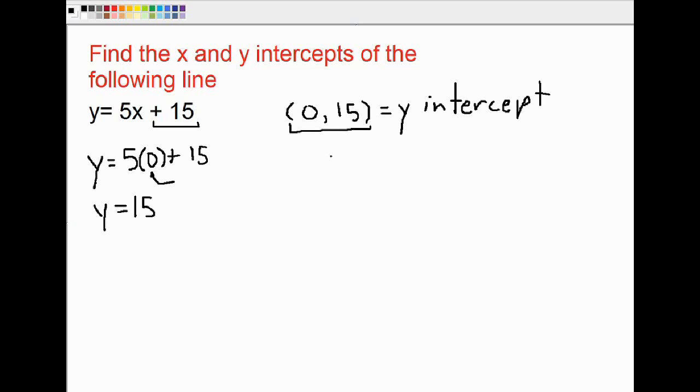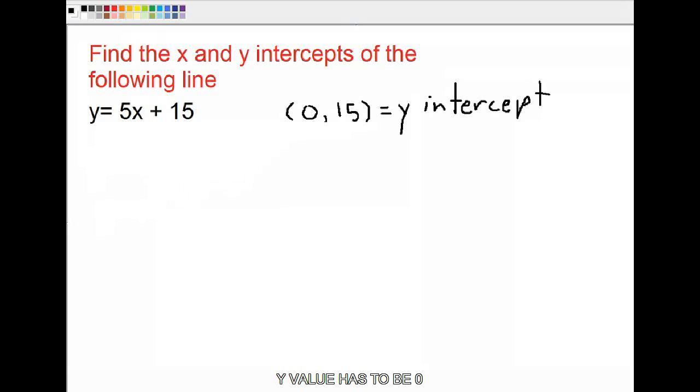Well, unfortunately, we can't look at the equation and know what the x-intercept is. Not when it's written like this, anyway. So the only way to figure out what the x-intercept is, is to solve. And what do we know about an x-intercept? Well, we know that the y value has to be equal to 0. So instead of writing y in the equation, I'm going to write 0. And now we have to solve for x.